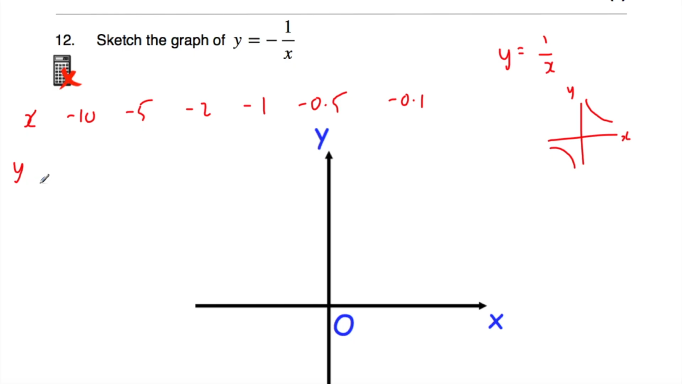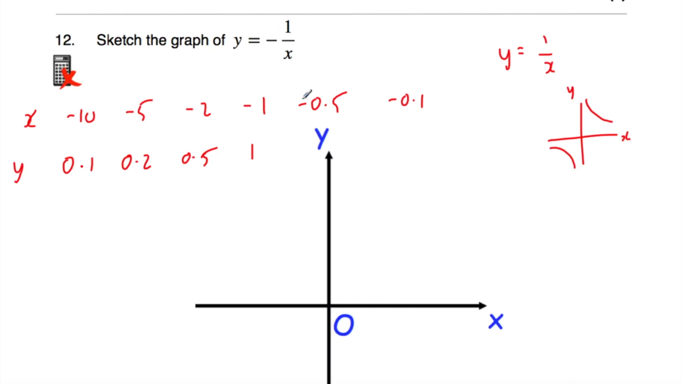So remember, to find the y coordinate, we're going to do negative 1 over the x coordinate. So 1 divided by negative 10 would be equal to negative 0.1, but it's negative that, so it's going to be equal to 0.1. If x is equal to negative 5, we've got 1 over negative 5, which is negative 0.2, but it's minus that, so it's going to be 0.2. If x is equal to negative 2, 1 divided by negative 2 would be negative 0.5, but negative that would be 0.5. Negative 1, 1 divided by negative 1 is negative 1, but times that by minus 1, or change the sign, would be equal to 1.